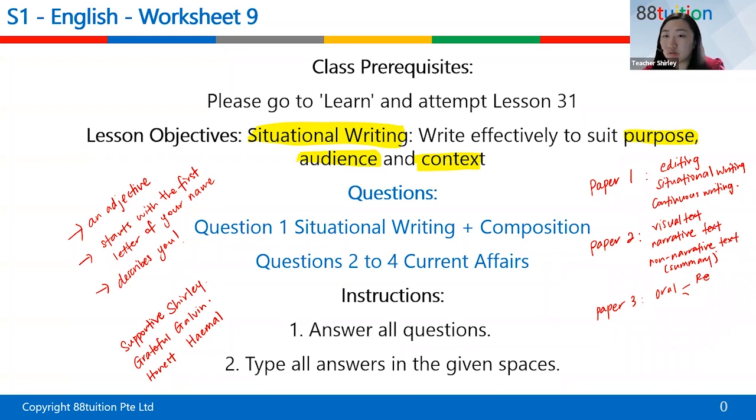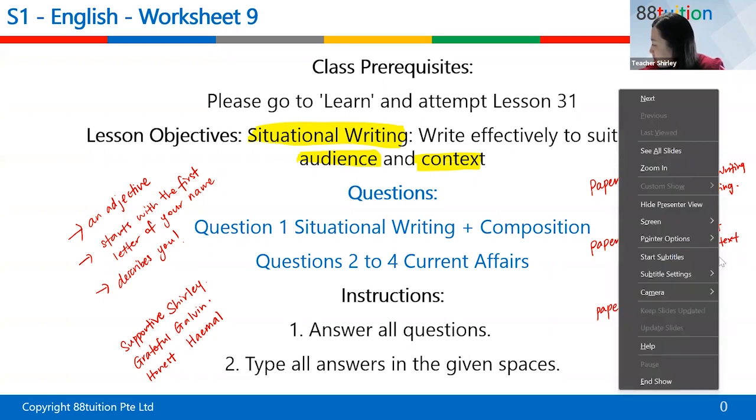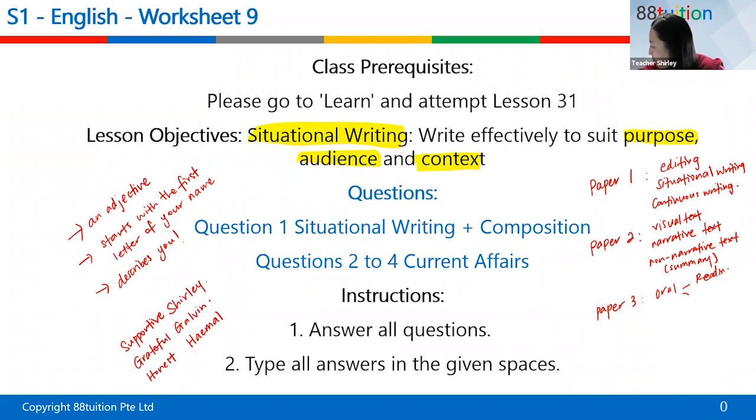Reading aloud. Sorry, let me just change it a bit. You have your reading aloud, and the last component is your spoken interaction for the oral exam. And then lastly, your Paper 4. Paper 4 is basically your listening comprehension. So this is the overview.